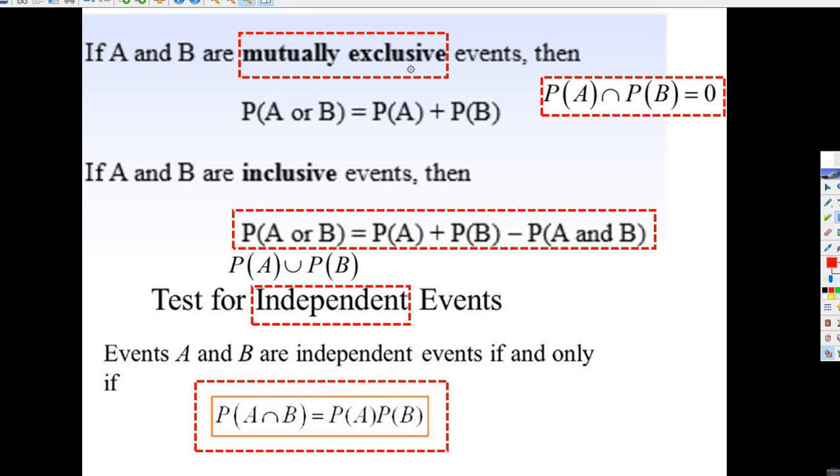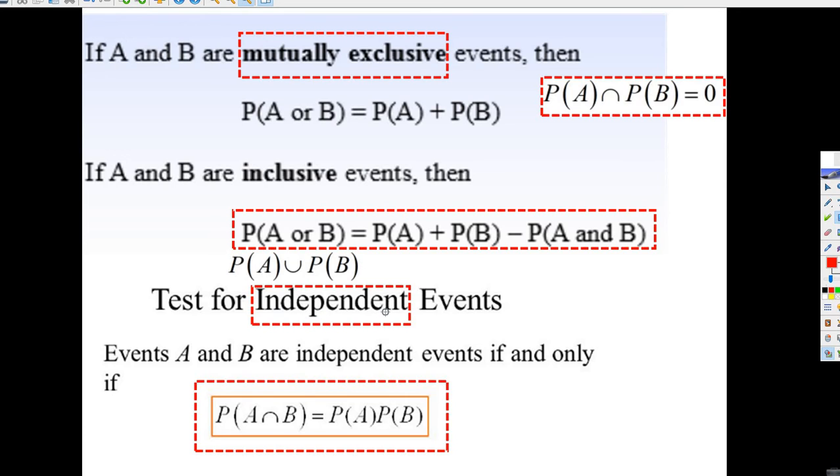If A and B are mutually exclusive events, then the probability of A or B happening is just the probability of A plus the probability of B. And why is that? Because there is no intersection. If it's mutually exclusive, remember that the intersection of A and B is 0. If two events are mutually exclusive, they don't cross over. If you had a Venn diagram, those two circles wouldn't touch each other.